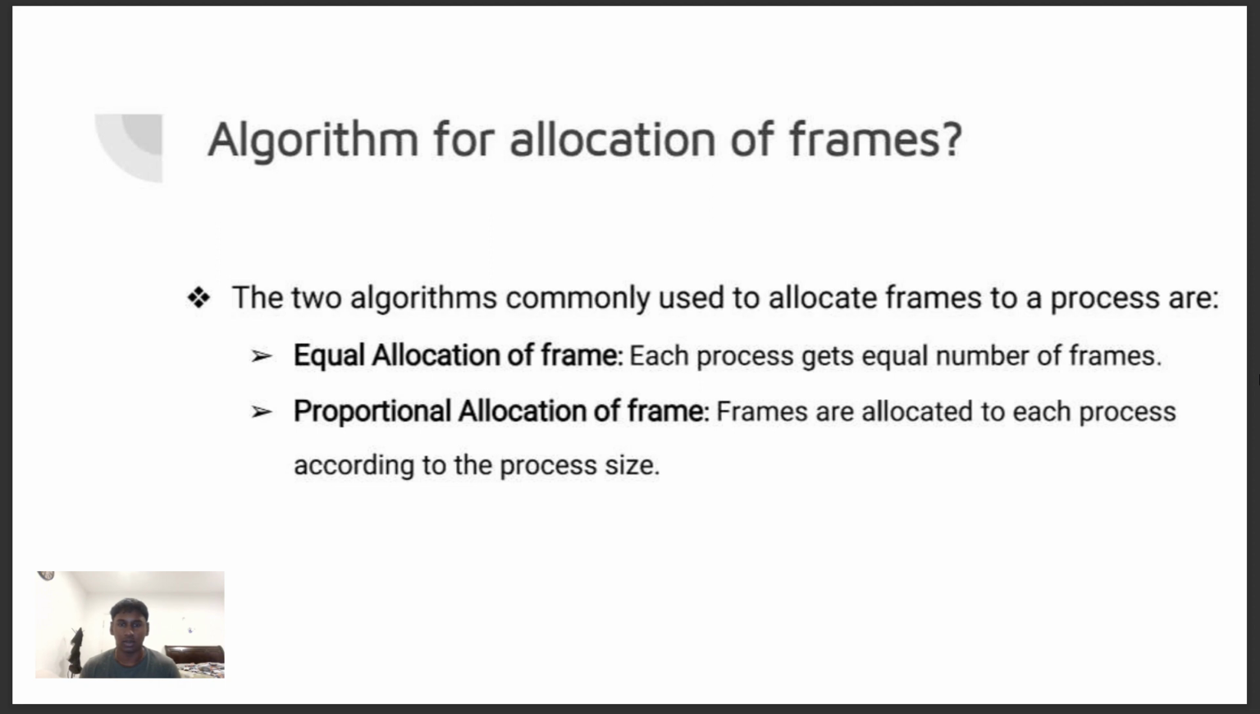Here are some algorithms for allocation of frames. The two most commonly used algorithms to allocate frames to a process are equal allocation of frames, in which each process gets an equal number of frames, or proportional allocation of frames, in which frames are allocated to each process according to the process size.